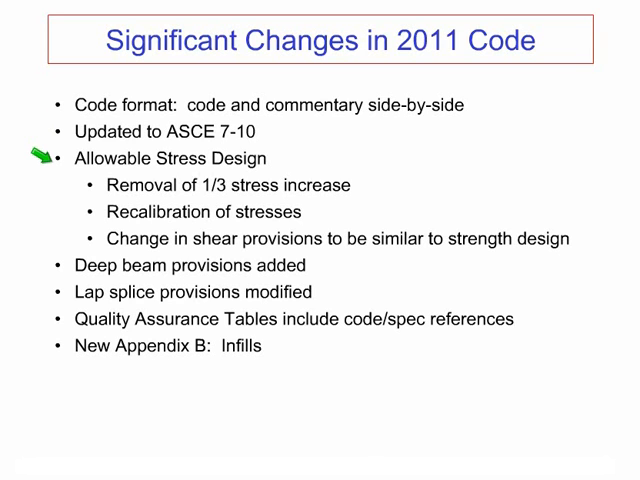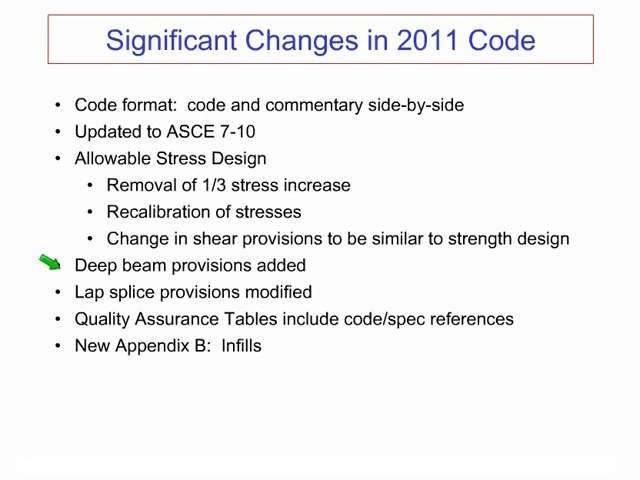One of the real big changes in allowable stress design is that we did remove the 1/3 stress increase. Previous editions of the Masonry Code had allowed 1/3 stress under seismic and wind loads. We were the only material that still had a 1/3 stress increase, and we'll talk about that in a little more detail, but we did recalibrate the stresses. We also had a major change in our shear design provisions for allowable stress design. We'll look at that. Just briefly mention a few other things.